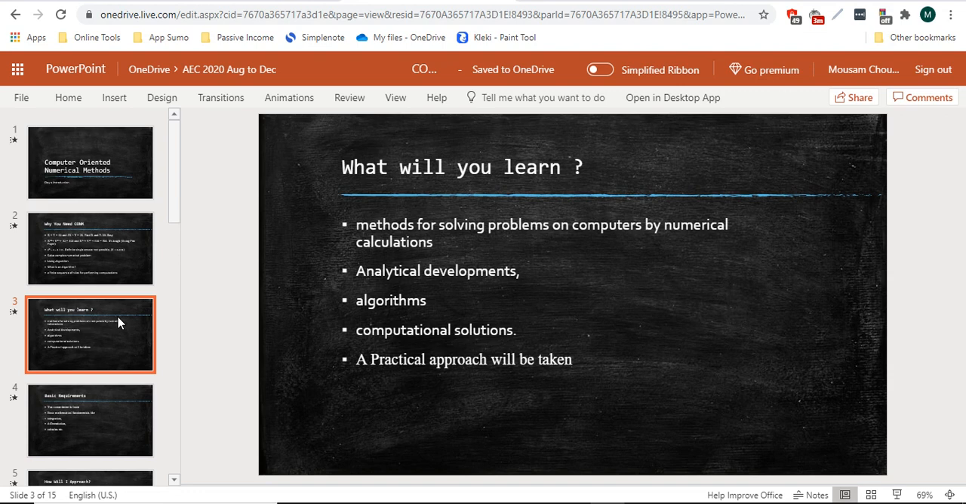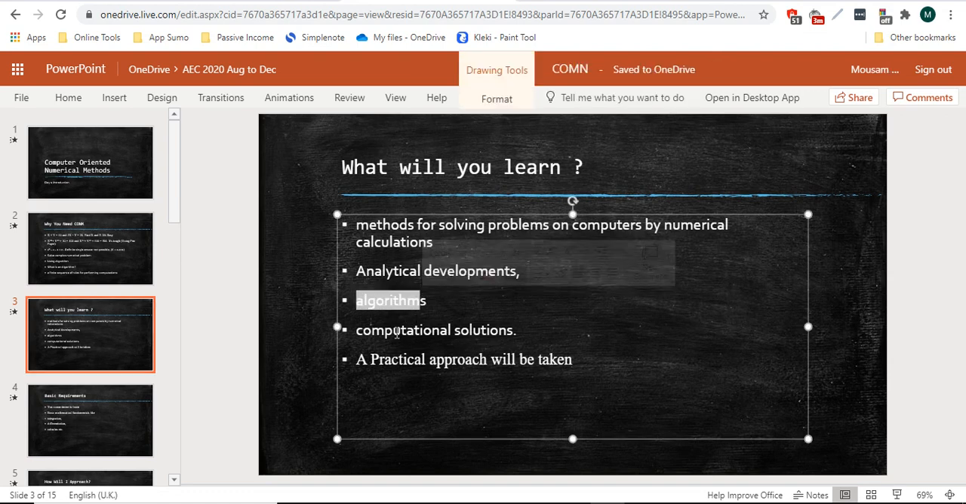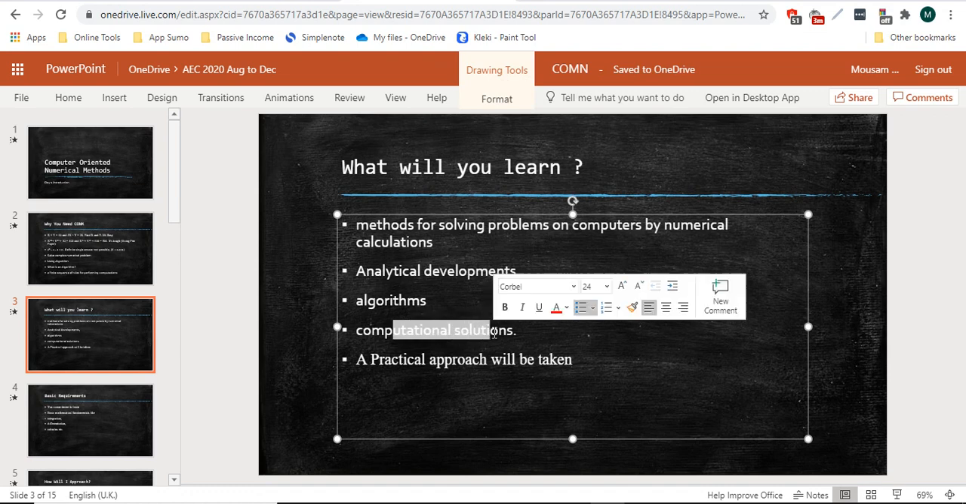Now from this particular course, you will learn the algorithms, by which you can solve problems. Then we will see the solutions of certain practical problems. We'll take certain equations and try to solve them, and we will see how the method works.